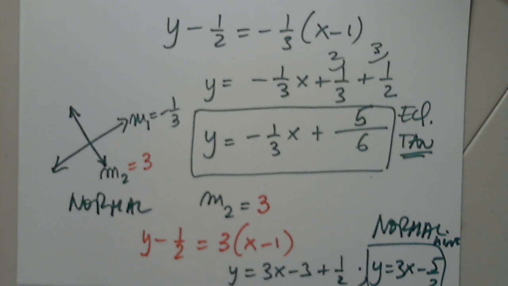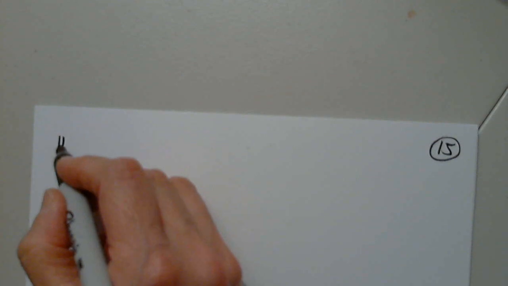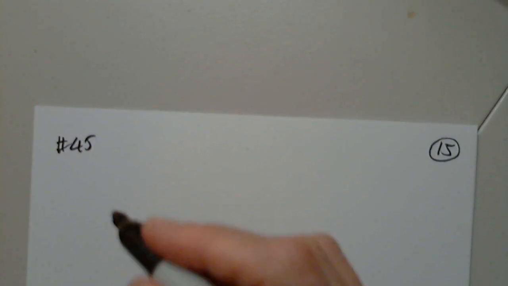Something like this. Choose one of these three parts, whichever part you want. Let's look at 45. Which part would you like to do? I'm going to copy the information.